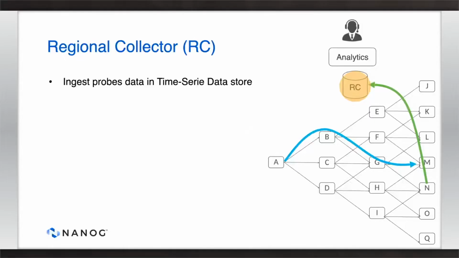Just a note here, we're not looking at the outgoing interface and load, it's the incoming interface we're looking at on the sink, right? Outgoing interface is going to be the interface to the collector, and we don't really care about that. And then you get to the regional collector, and what he's doing is just ingesting these probes in the time series database.